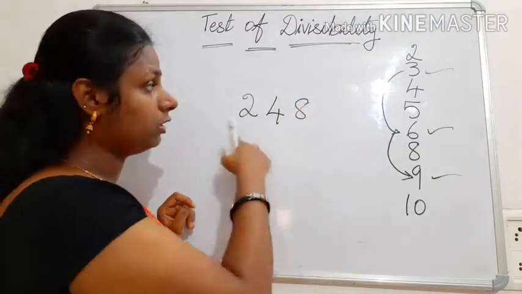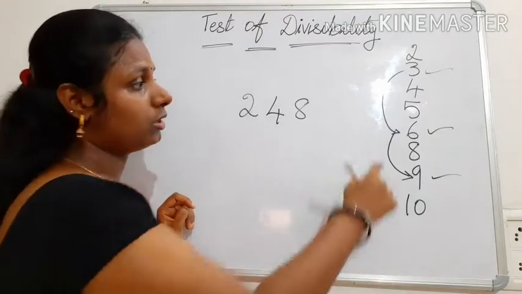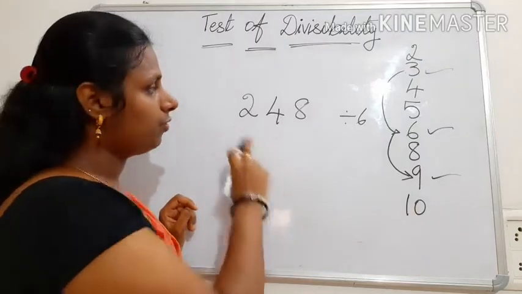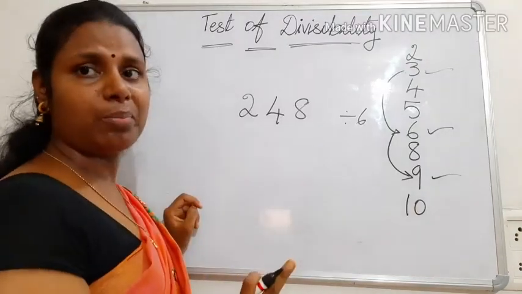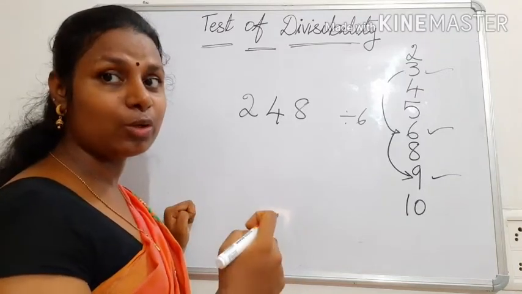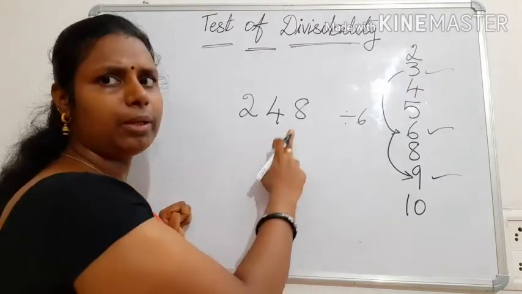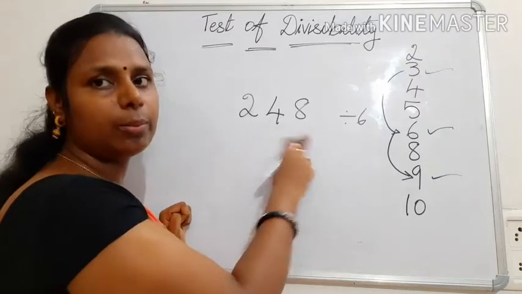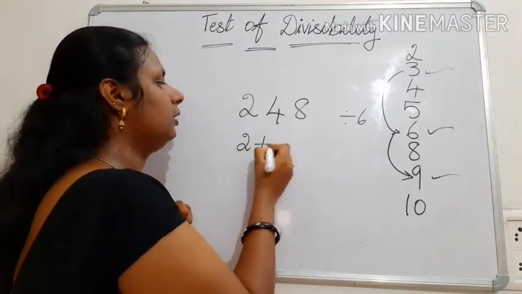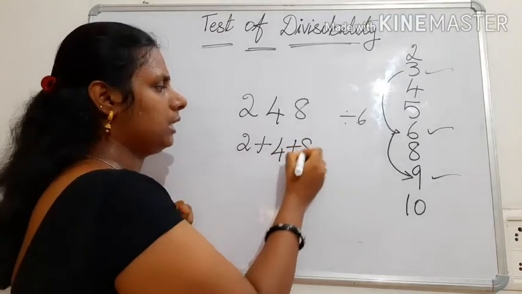Okay, any number you take, 248. Now we are going to see whether it is divisible by 6 or not. So first we will see whether it is an even number or not. If it is an even number, then we will go to the next step. 8 is even, so 248 is an even number. Then we will follow the next method, taking the sum.